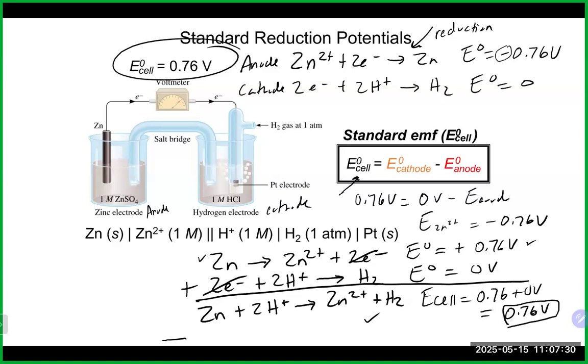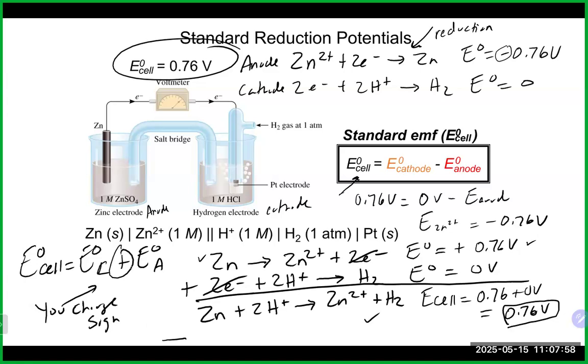for the cell voltage. So if you decide, which is perfectly fine to do, that you want to change the sign for the oxidation one, which is always the anode one, and that will always be the one that you should change the sign for, you actually need to not subtract these two values. You need to add the two values. So if you change the sign, you should add these together.